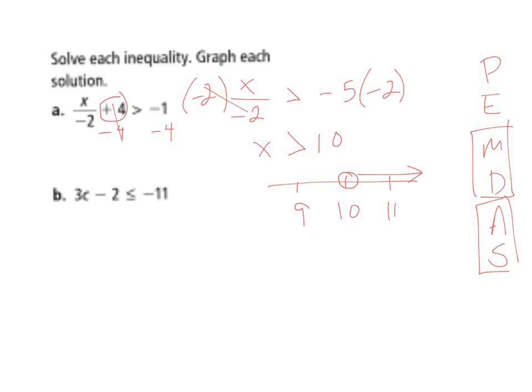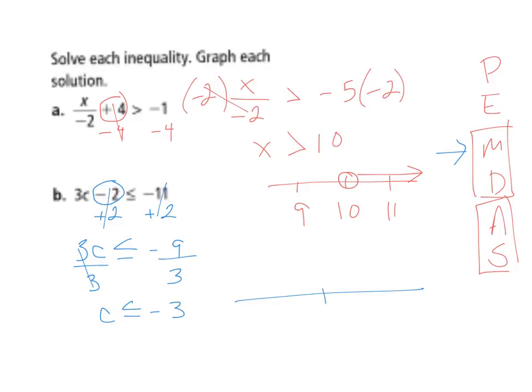Alright, let me change colors here. Letter B. We want to get rid of the addition or subtraction part first. So we're going to do the inverse of minus 2, which is plus 2. That's going to give us 3c is less than or equal to negative 9. And now, multiplication or division, we're going to be doing the inverse of times by 3. We're going to divide by 3 on both sides. C less than or equal to negative 3.